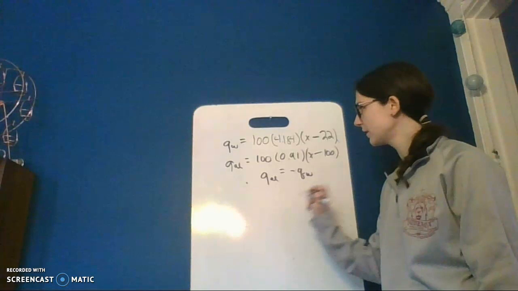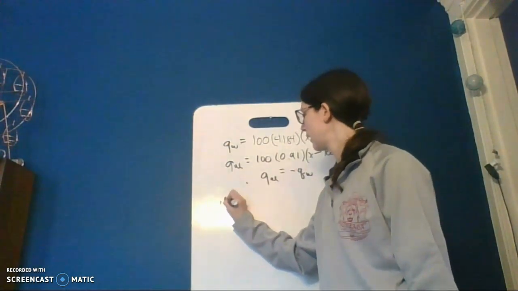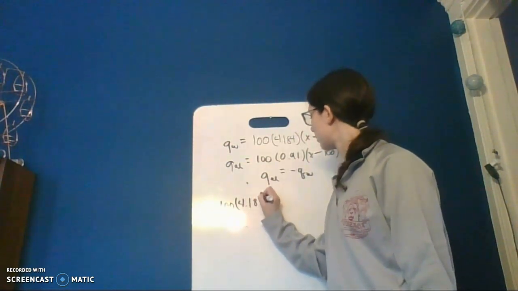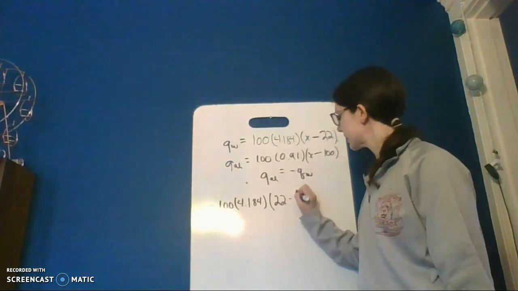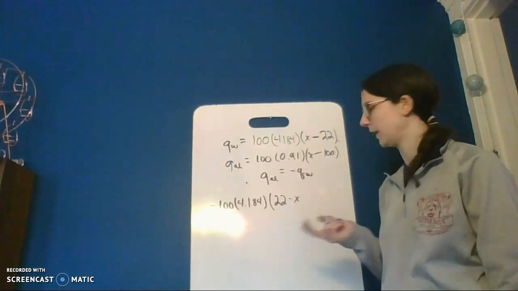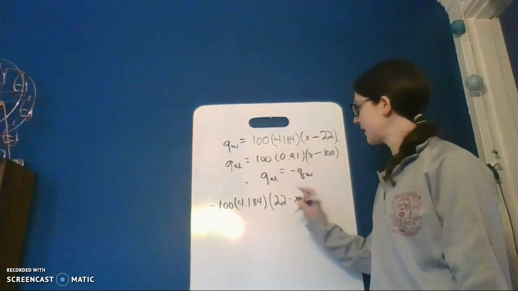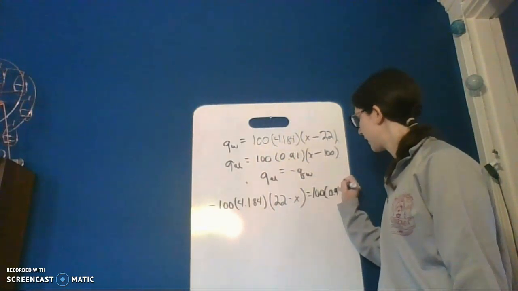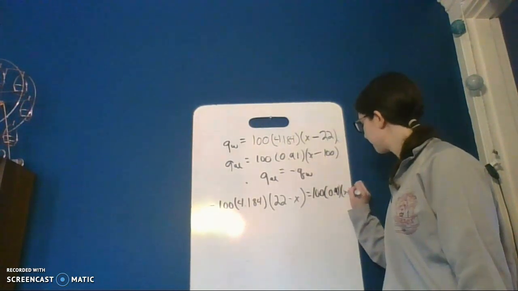Okay? So I'm going to do negative 100 times 4.184 times 22 minus x, which is really negative x plus 22. I just rewrote it to look nice. And then equals everything on this side of the equation: 100 times 0.91 times x minus 100.